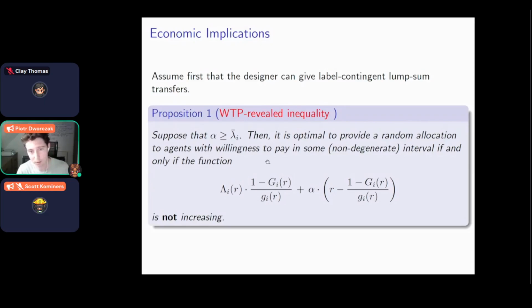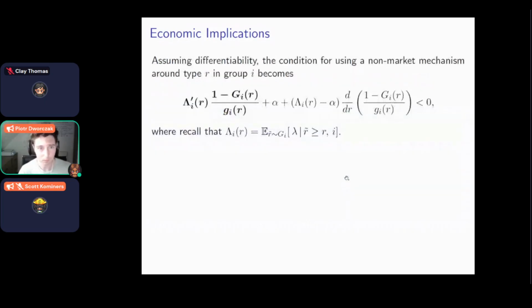Then this ironing procedure tells you that you're going to want to use a random allocation, this non-market mechanism, precisely when this objective function in the framework is not increasing everywhere. Right? Whenever it's going to be decreasing in some part, you're going to have some ironing, and this will justify using a non-market mechanism, some randomization. So let's differentiate this function and check when it might fail to be increasing. When is it locally decreasing? And of course, there are lots of terms here, so this could go either way depending on how these terms interact. But the key term to look at is the first one.